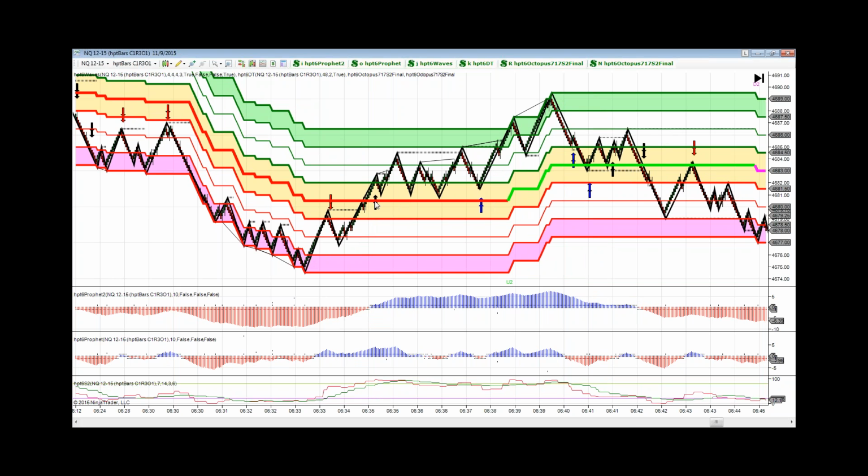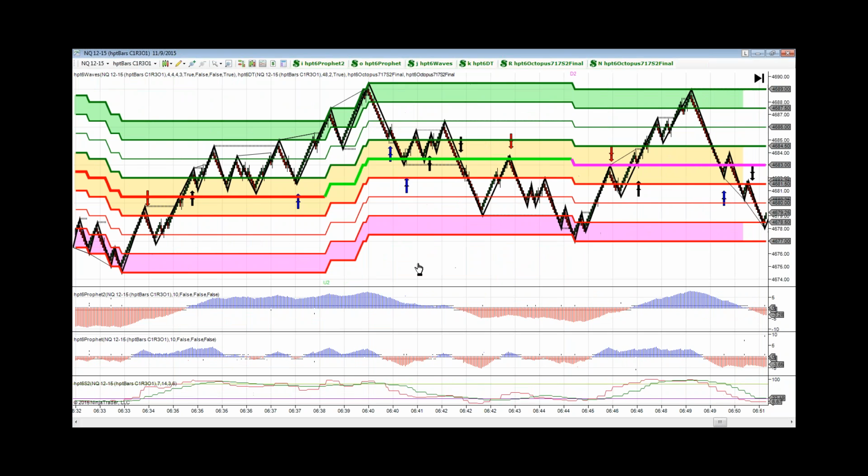That's our 2-arrow rule. 1, 2. We don't take this trade. We don't take this trade. We don't take this one. We're now looking to the short side. Here's trade number 1 to the short side. Very nice trade down. Came into the plateau.